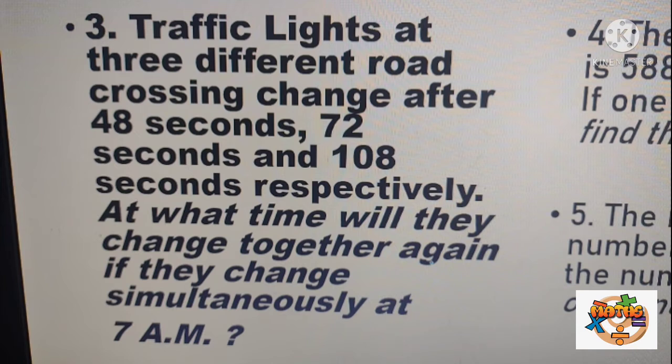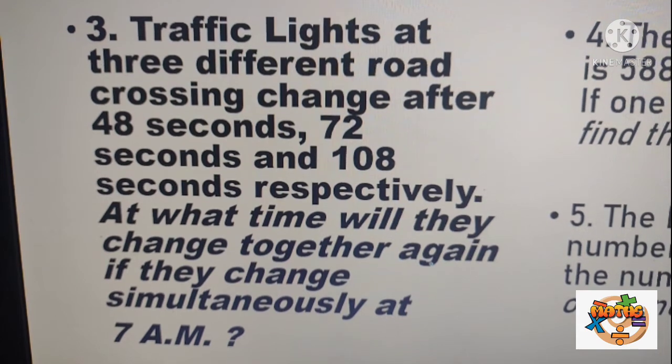If they change simultaneously at 7 am, that means if they change together at 7 am, then again at what time they will change together. Okay, so it is asking again, that means the minimum time. So we will find the least common multiple of 48, 72 and 108. So let's find. So here we will find our LCM.